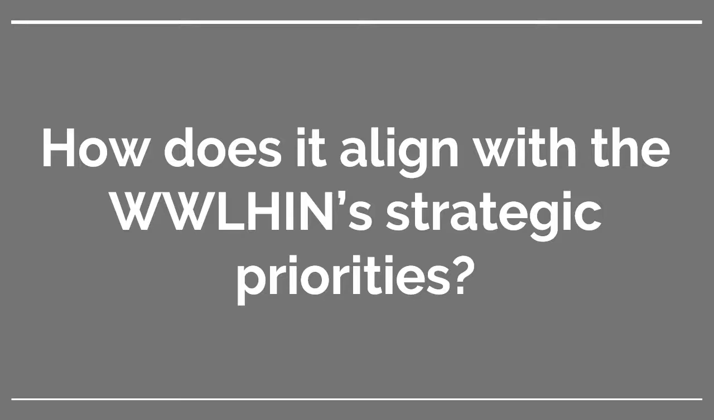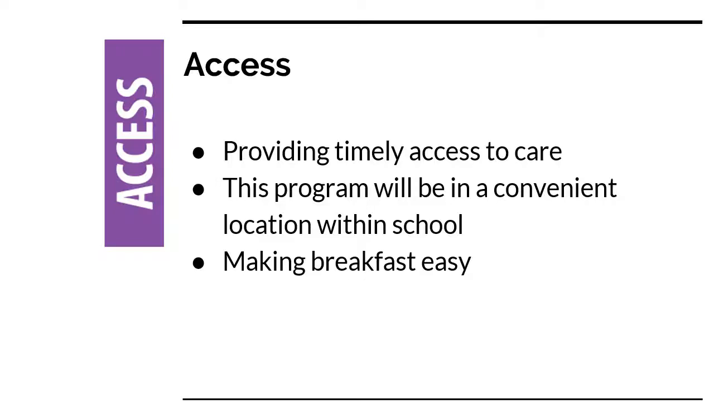Now, we're going to talk about how our proposal aligns with Waterloo Wellington LHIN's strategic priorities. Our proposal aligns with every one of the Waterloo Wellington LHIN's strategic priorities. Their priorities separate into four main goals: access, connect, protect, and inform. The first, access, relates to providing timely access to care. The care is made accessible by being made available to any child in the school who would be in class regardless, in one location such as a cafeteria. Having a breakfast program in their school would make it easy for a child to have the breakfast they're missing at home.